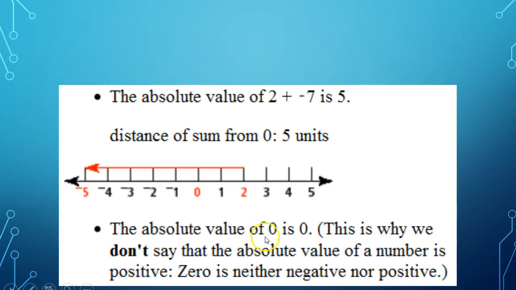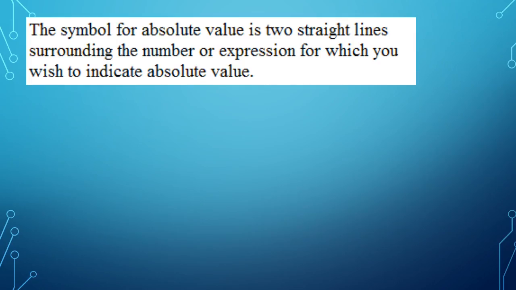The absolute value of 0 is 0. This is why we don't say the absolute value of a number is positive or negative. It's just the distance from 0.